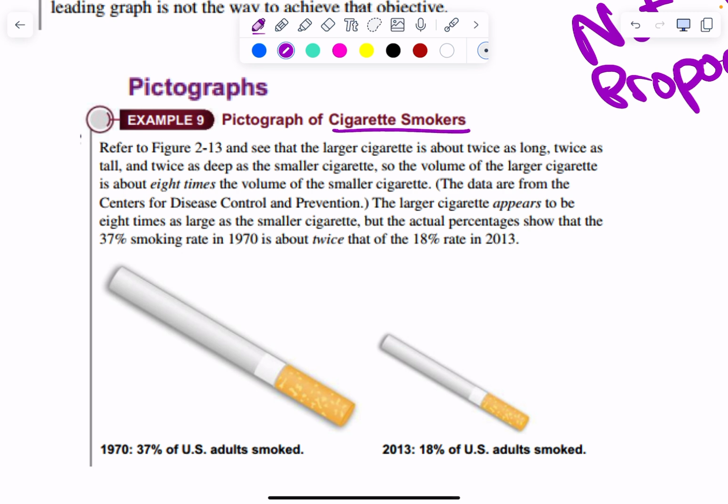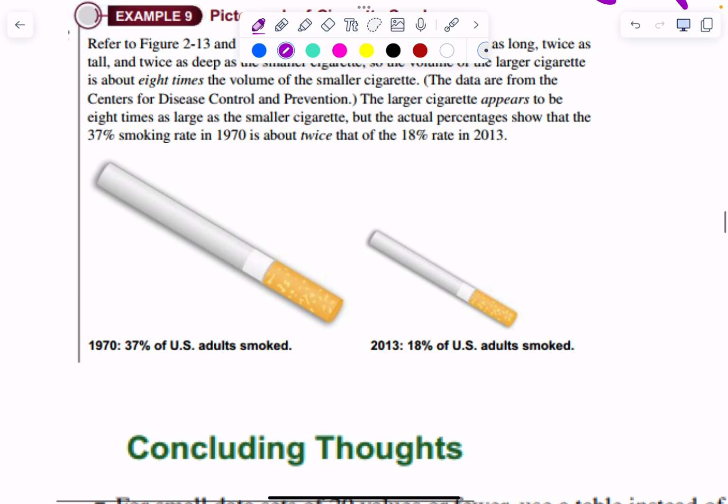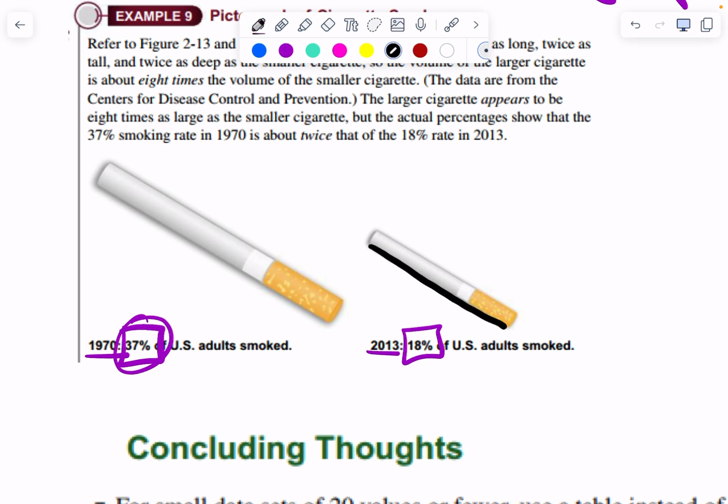Okay? We're talking about cigarette smokers. Here in 1970, there was 37% of all U.S. adults that smoked. In 2013, it was 18%, right? 18% is like half of 37, a little less than half, right? Do we see how this works? This should be double. So what they did was they used a cigarette to represent that, and then they doubled that distance for the other one. Do you see how that works?